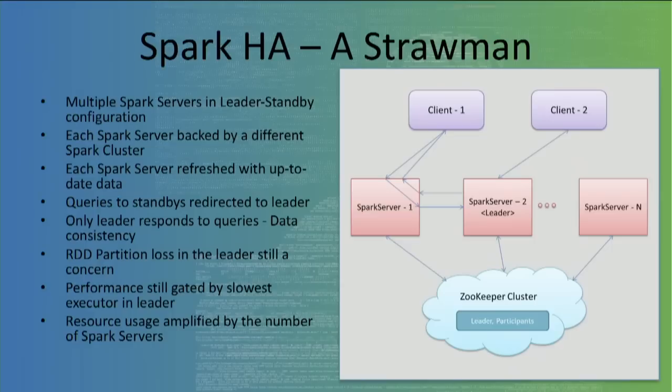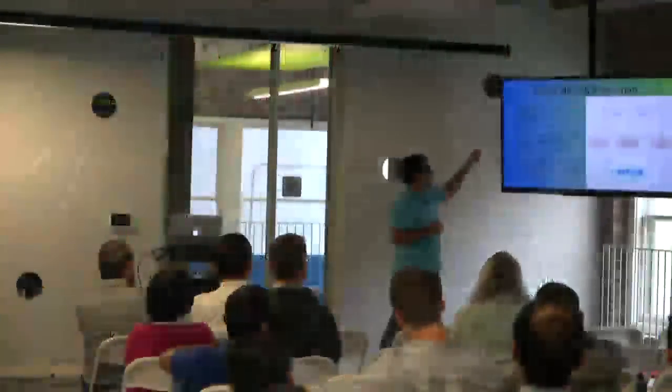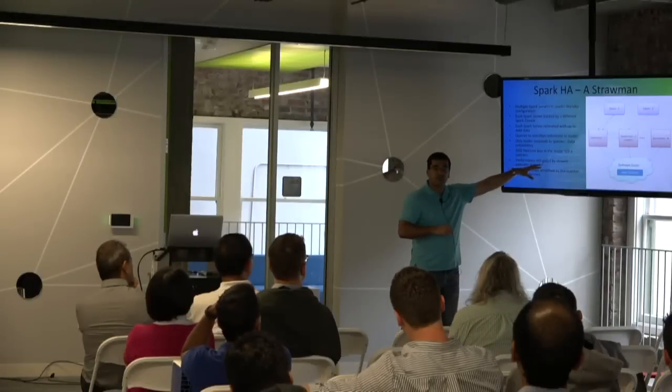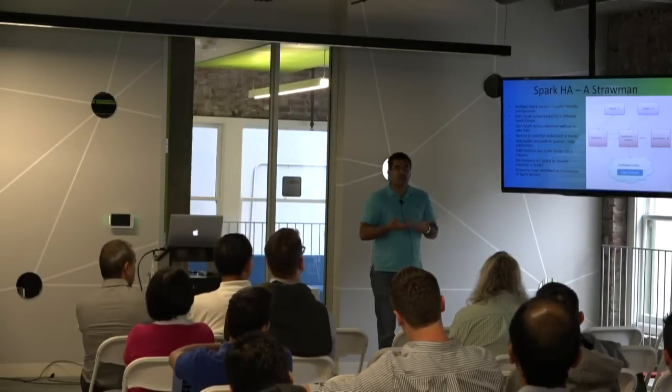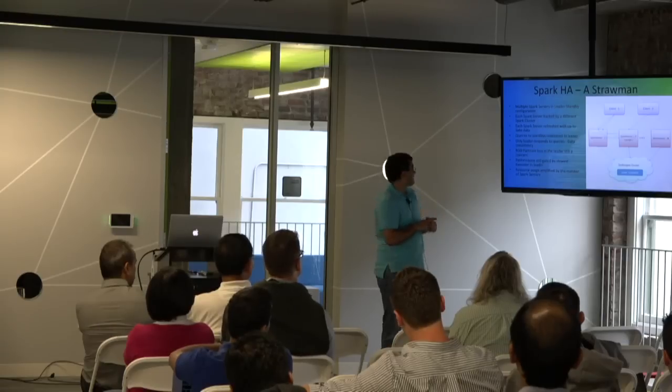So all the Spark clusters are in some sense up to date with all the latest data they could get their hands on. Now, what could happen is, let's say, two clients, in the scenario that I described, could send queries to different servers simultaneously, resulting in some data inconsistencies.